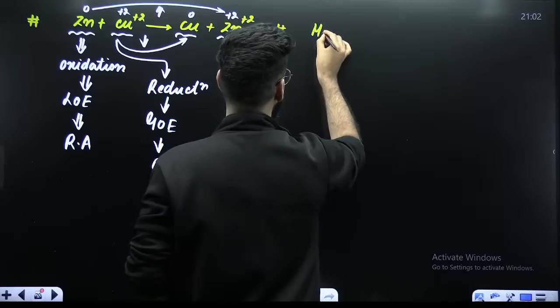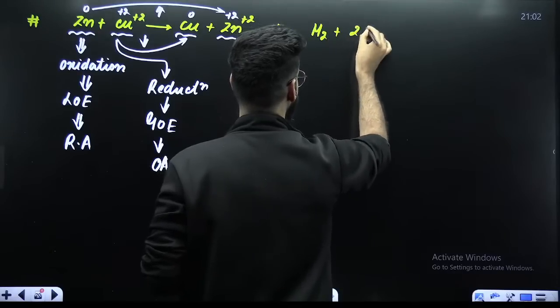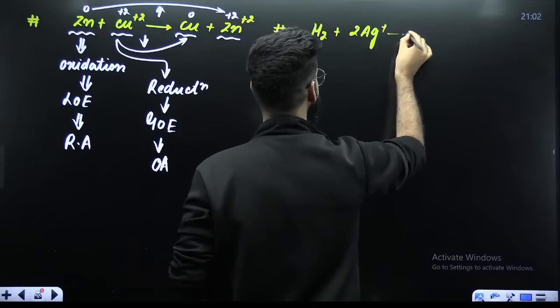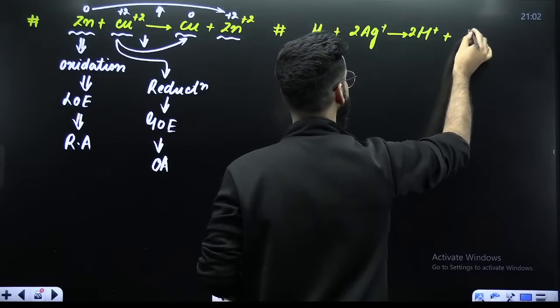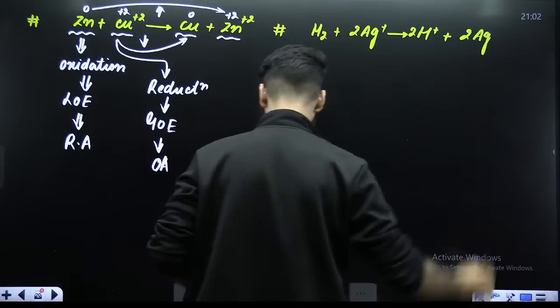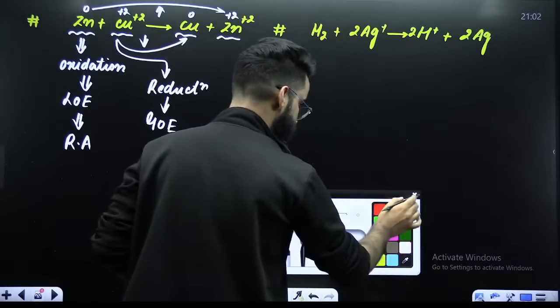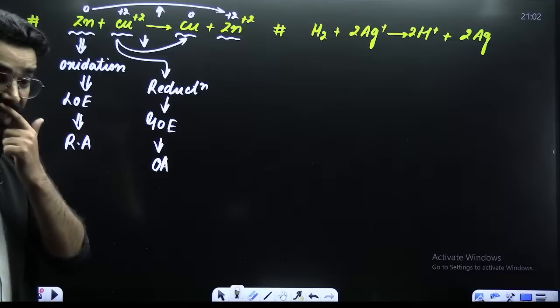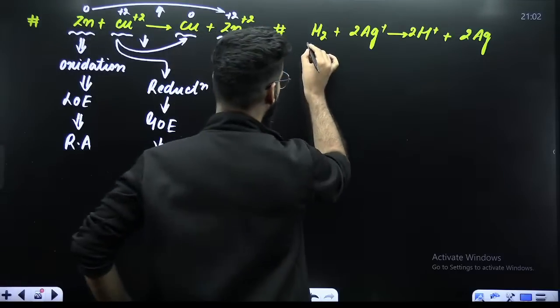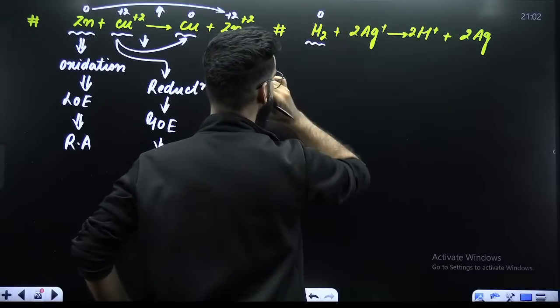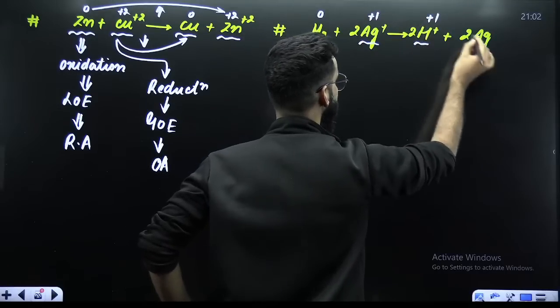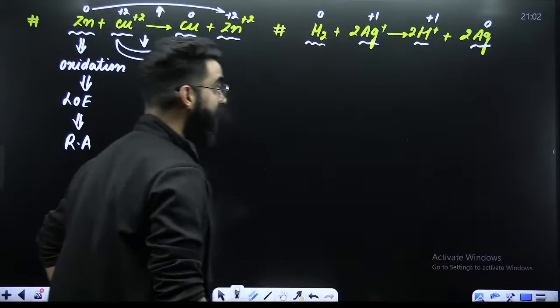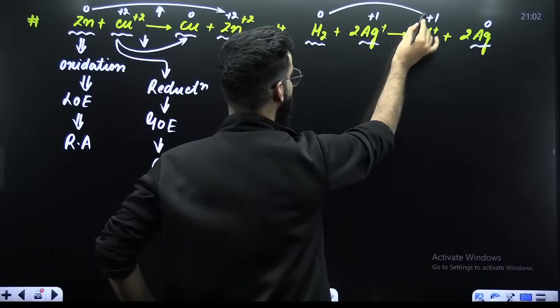Let's say you have got a reaction like this. H2 plus 2Ag+ gives 2H+ plus 2Ag. A random reaction I'm taking. Now, my dear students, try to understand. What is the oxidation state, the charge on this hydrogen here? 0. Charge on silver here, +1. Charge on hydrogen here, +1. Charge on silver here, 0. Right?